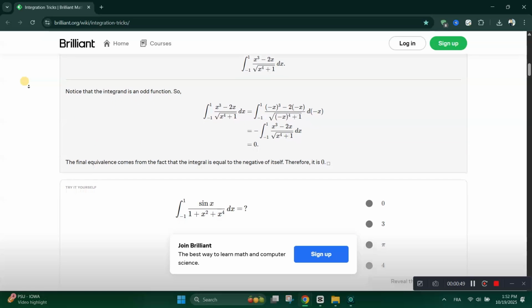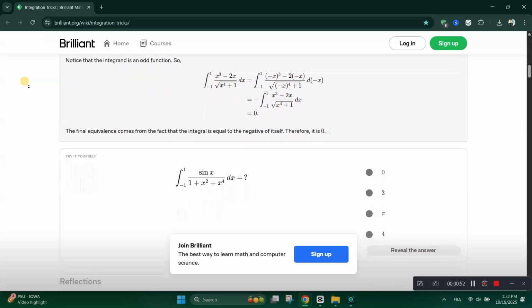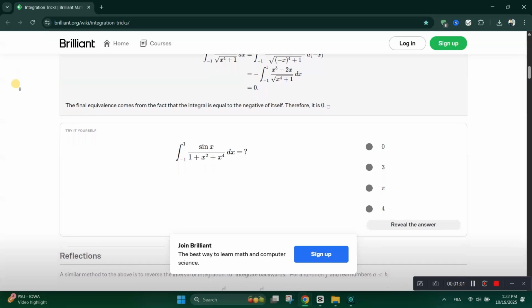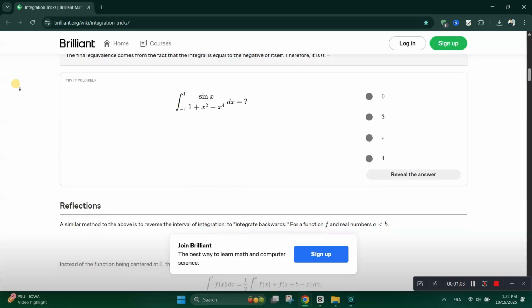A powerful method when the integrand is a product of two functions. Choose u as the function that gets simpler when differentiated, like ln x or x, and dv as the one that's easy to integrate. For example, like this.